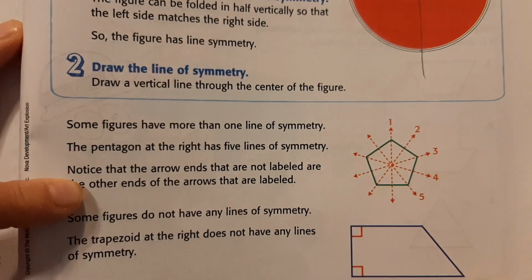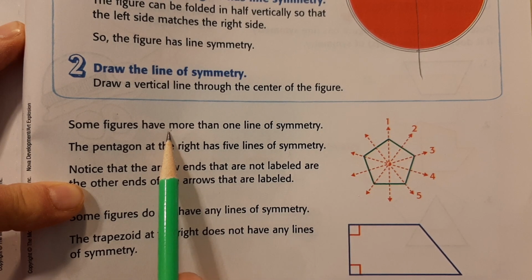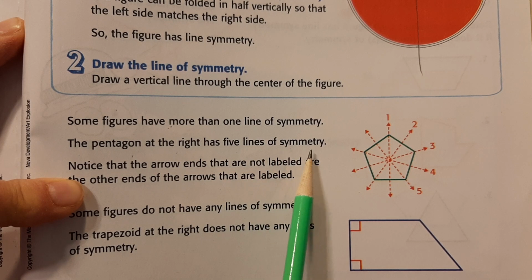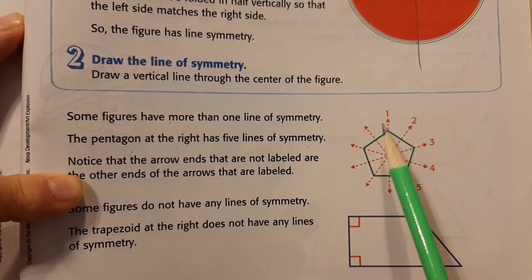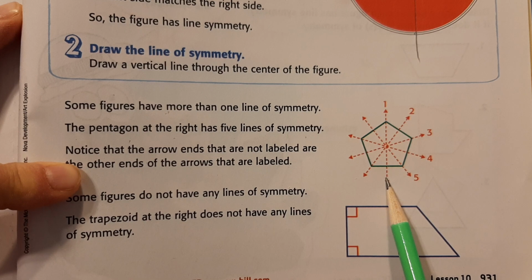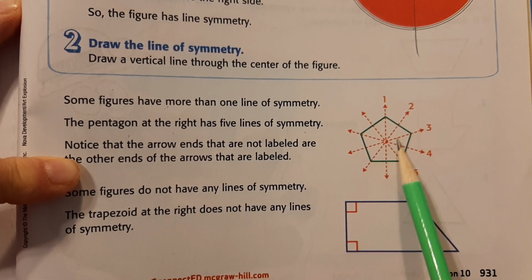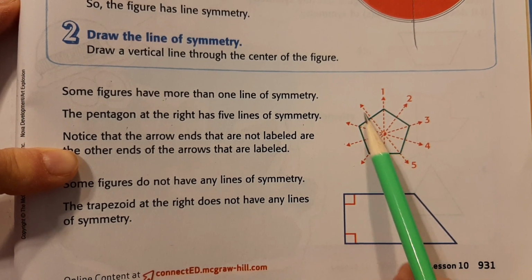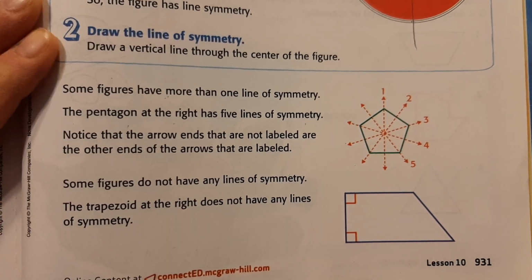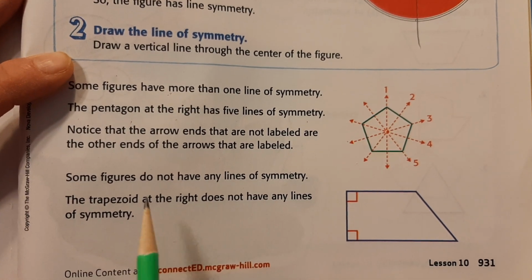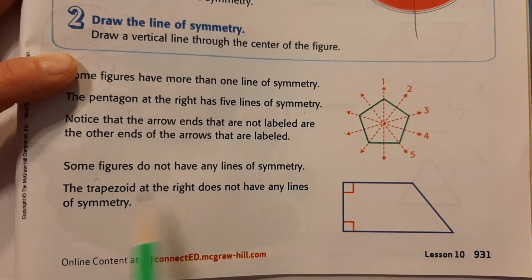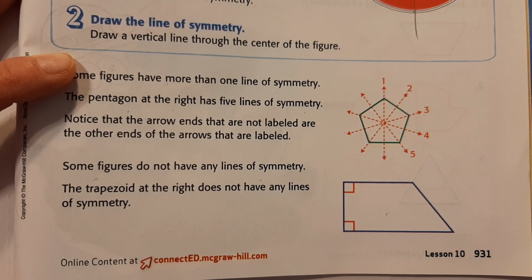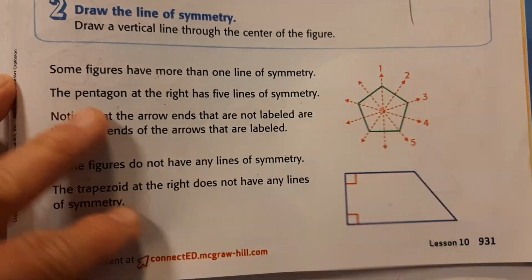Okay, let's take a look at the next one. It says some figures have more than one line of symmetry. I showed you that up here. The pentagon at the right actually has 5 lines of symmetry. So take a look at this. You could fold it here and it would be in half. You could fold it here and it could be in half. Fold it here, fold it here, fold it here. So you have to look at things carefully to see if there's more than one line of symmetry. Some figures do not have any lines of symmetry, and the trapezoid at the right does not. So if you look at this, there's no way you could fold that in half, and it would be the same.